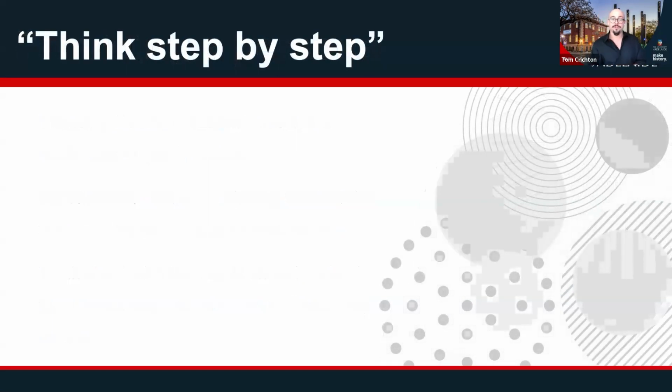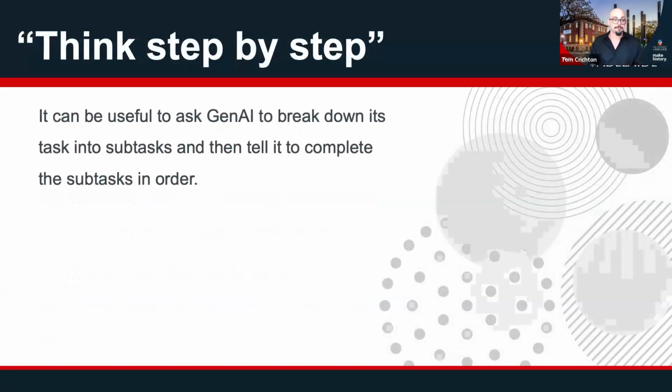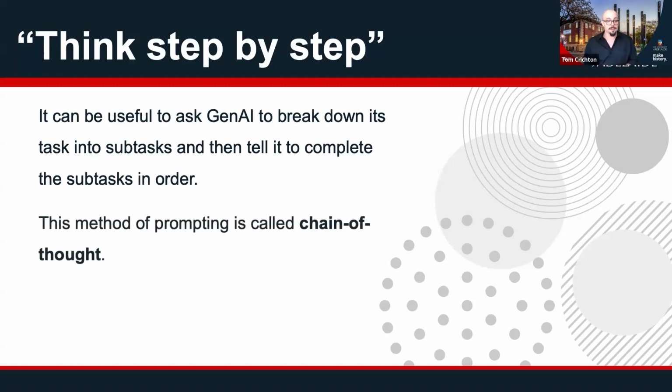Another way you can get more reliable outputs is to tell the Gen AI to think step by step. It can be useful to ask Gen AI to break down its tasks into subtasks, and then tell it to complete those subtasks in order. This method of prompting is called chain of thought. So if you go around and Google tips for prompting AI, you'll often find that it suggests using a method called chain of thought.